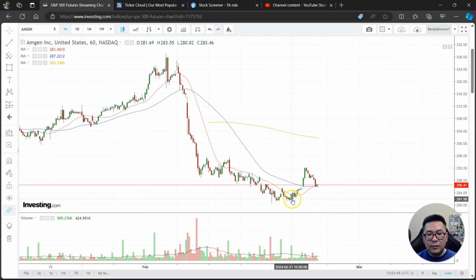So if it can go up, make a higher low, then we might see it start a new 60-minute uptrend. And here's a little double bottom here for reference. If the stock is able to stay above this 60-minute double bottom, most likely it will just trade sideways and move higher. So this is a reference point for short-term traders.